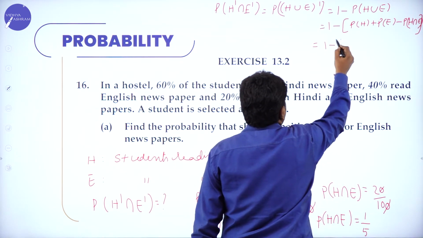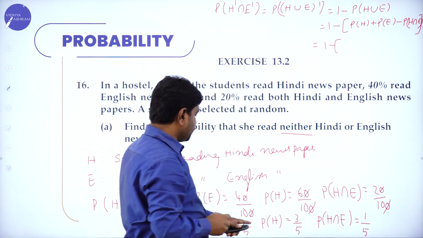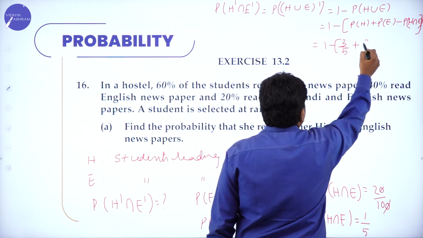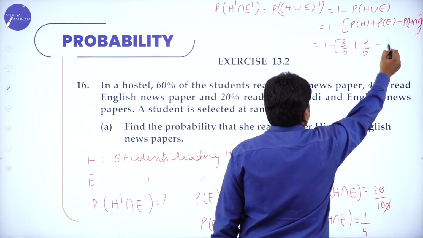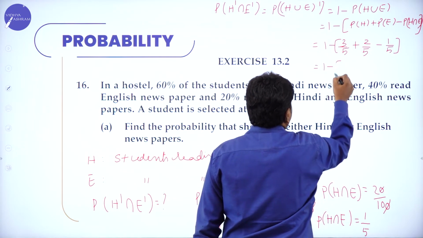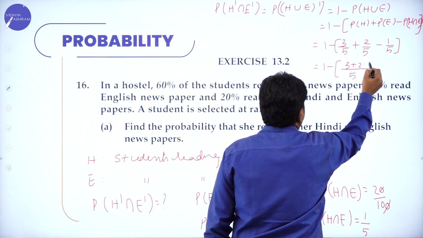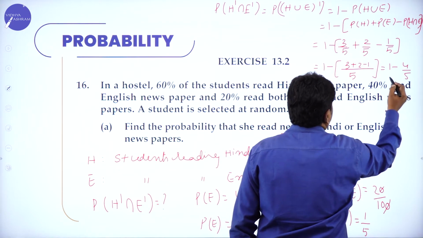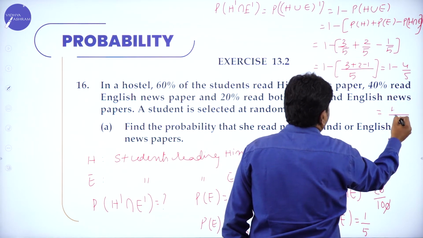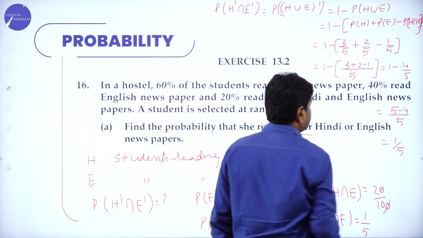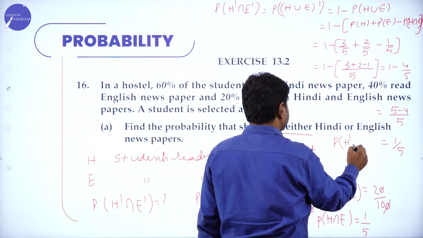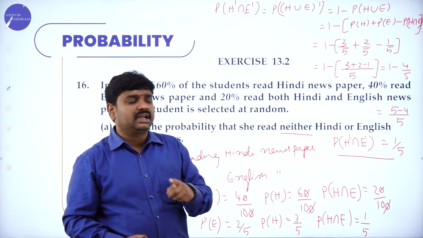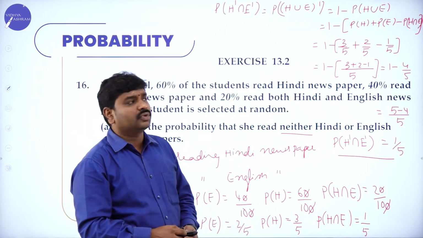Now 1 minus, what is P of H? Probability of Hindi reading people is 3 by 5, plus P of E, 2 by 5, minus P of H intersection E, 1 by 5. Simplify this: LCM is 5, 3 plus 2 minus 1, that is 1 minus 4 by 5, which is 1 by 5. So P of H dash intersection E dash, the probability of people reading neither Hindi nor English, is 1 by 5. I hope all of you got this.